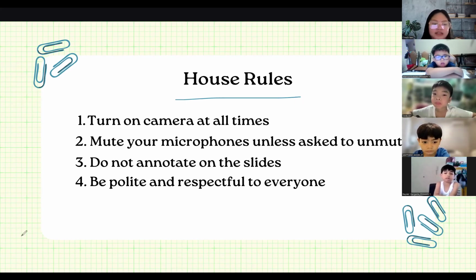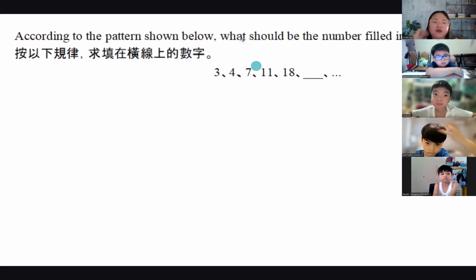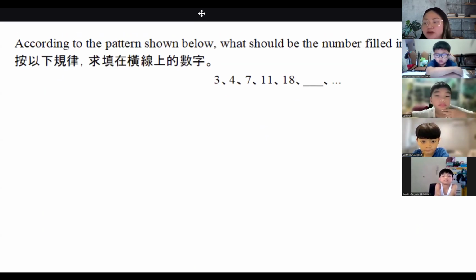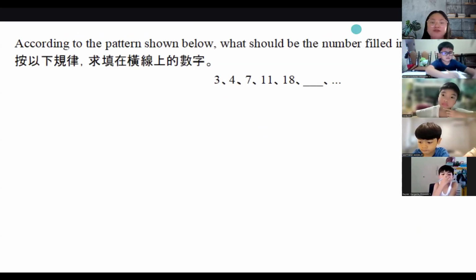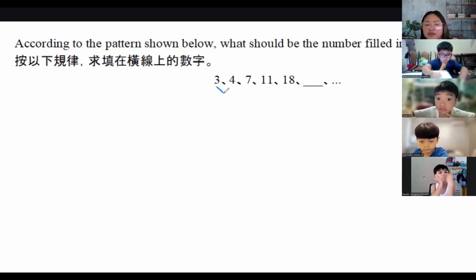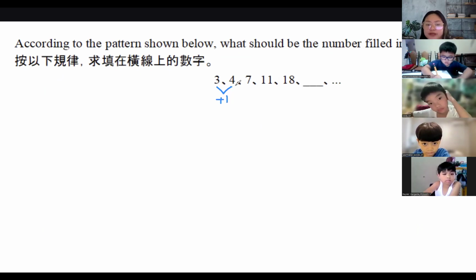Okay. Let's do number one. According to the pattern shown below, what should be the number filled in the blank? So for number patterns, all you have to do is to look at how much each term is increasing between each term. So what does that mean? For example, you look at 3, how much did you add to 3 to get 4? So that is plus 1, correct? 3 plus 1 is equal to 4.